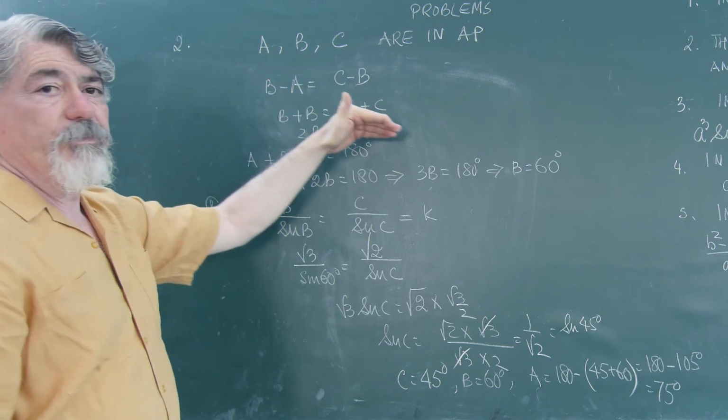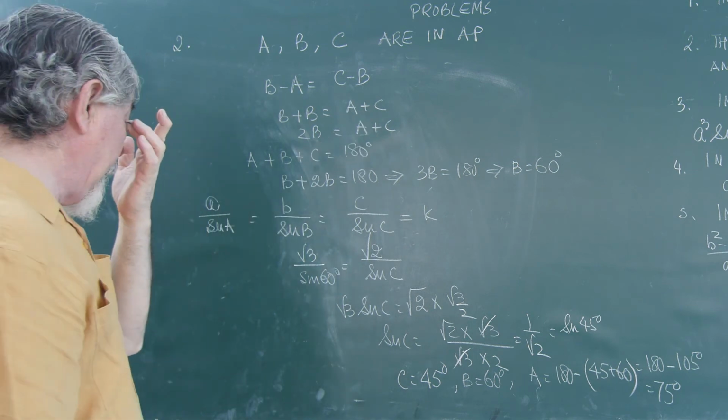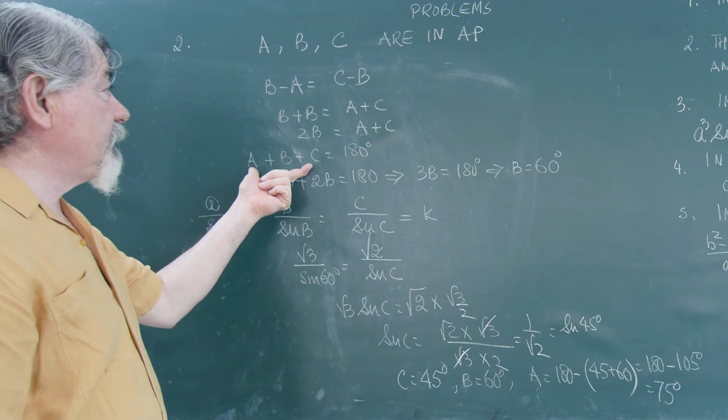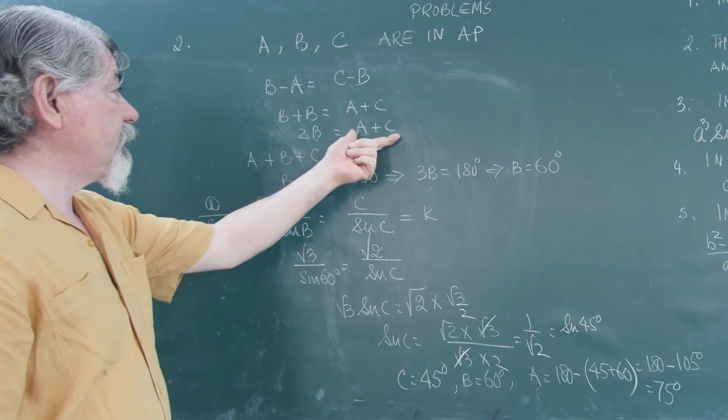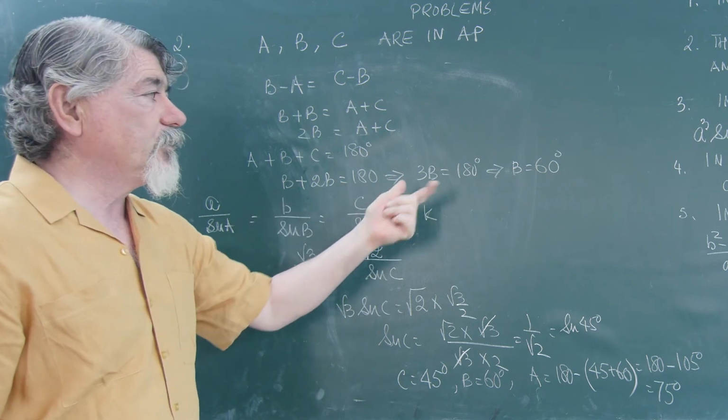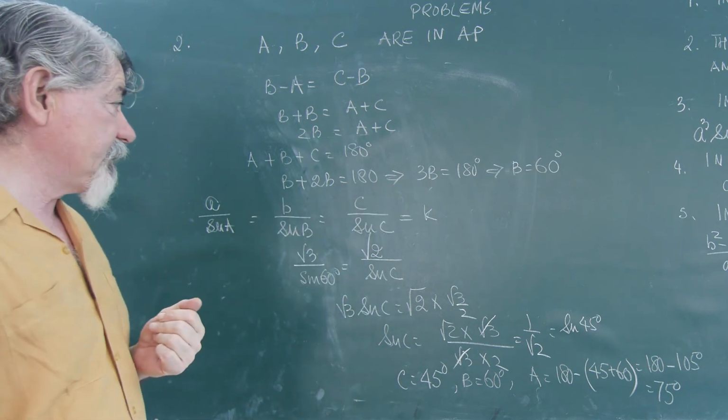From this I got 2B is equal to A plus C. I know A plus B plus C is 180. So A plus C together is 2B. 2B plus B is 180, or 3B is equal to 180. That means B is equal to 60 degree.